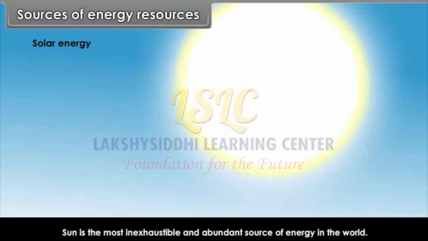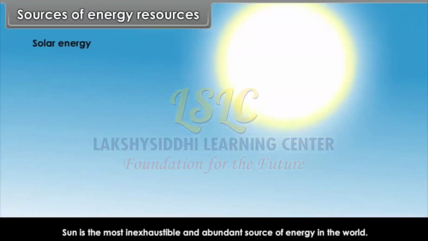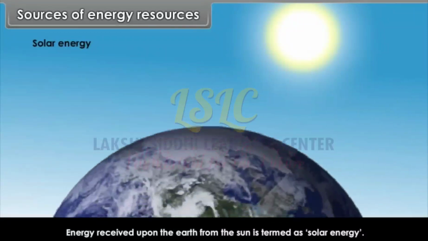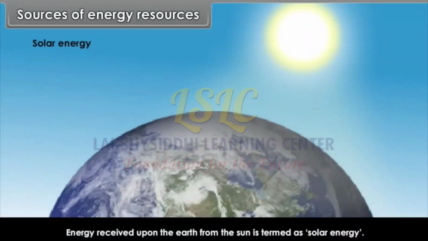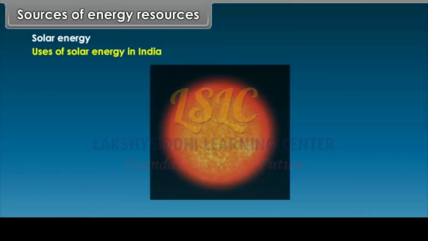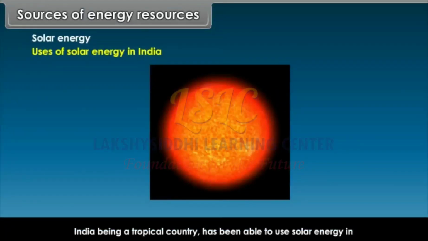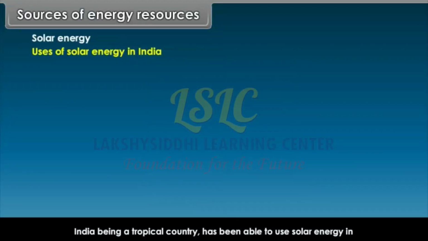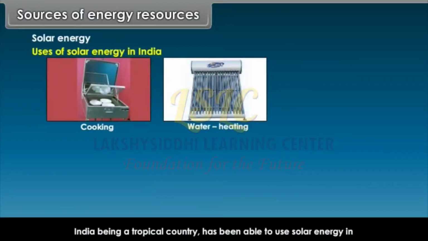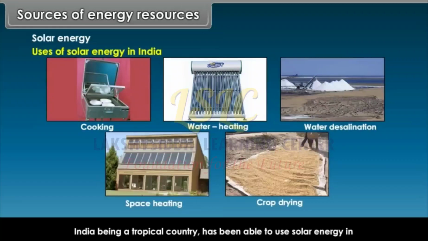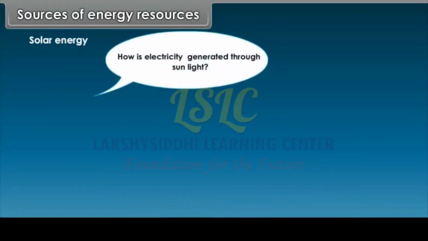Solar energy. The sun is the most inexhaustible and abundant source of energy in the world. Energy received upon the earth from the sun is termed as solar energy. Now we can list out some uses of solar energy in India. India, being a tropical country, has been able to use solar energy in cooking, water heating, water desalination, space heating and crop drying. How is electricity generated through sunlight?